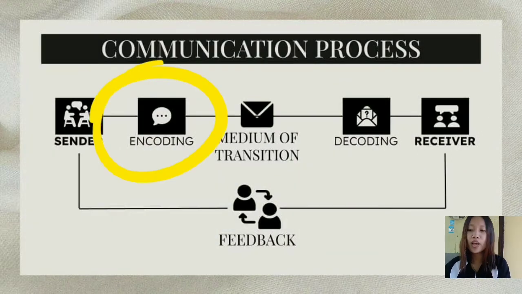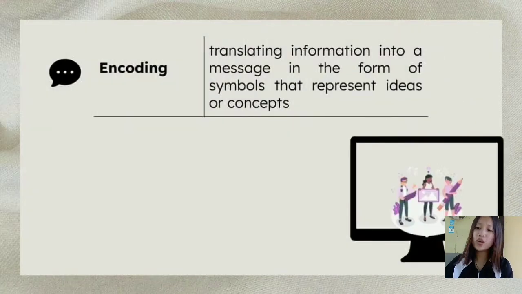After the sender conceptualizes the idea that he or she intends to deliver to others, the first step he or she will do is the encoding process. It's one of the four key concepts of the communication process. So what is encoding? Encoding is translating information into a message in the form of symbols that represent the idea or concepts. From conceptualizing the idea, it will be encoded into a message to communicate, where the receiver must understand what is being encoded.